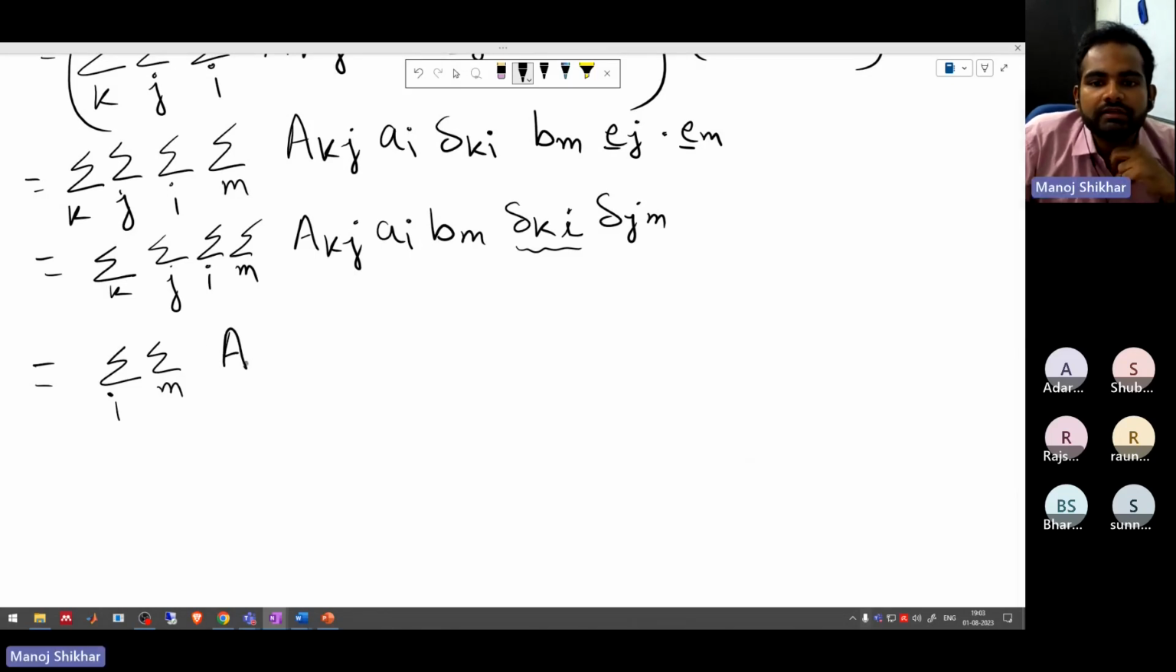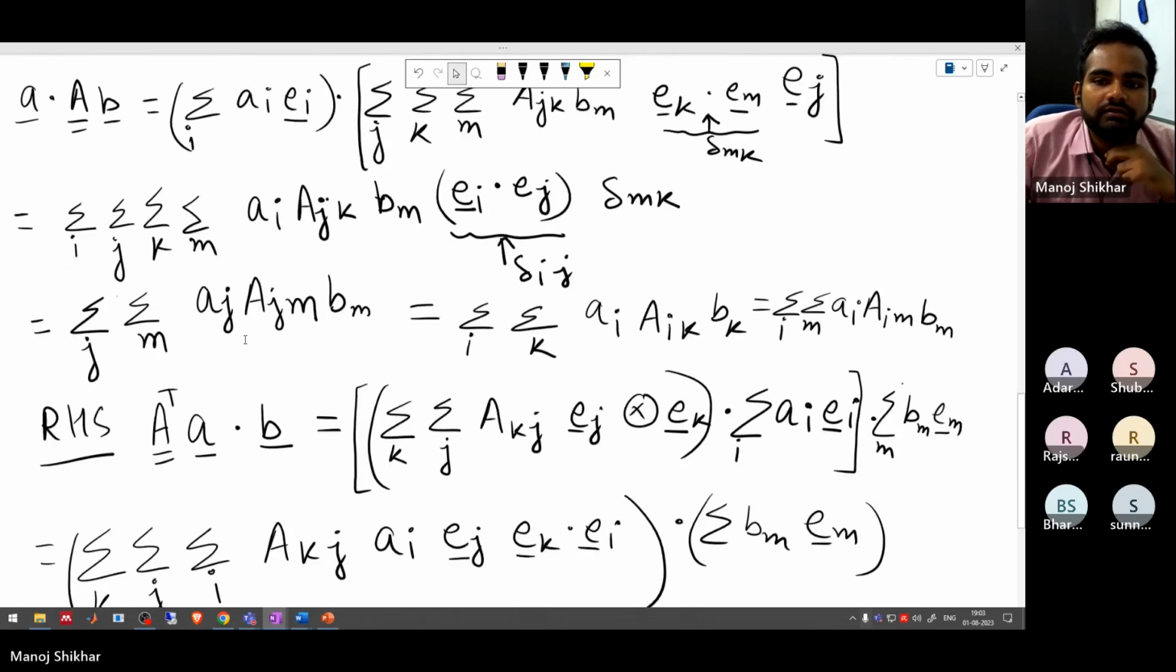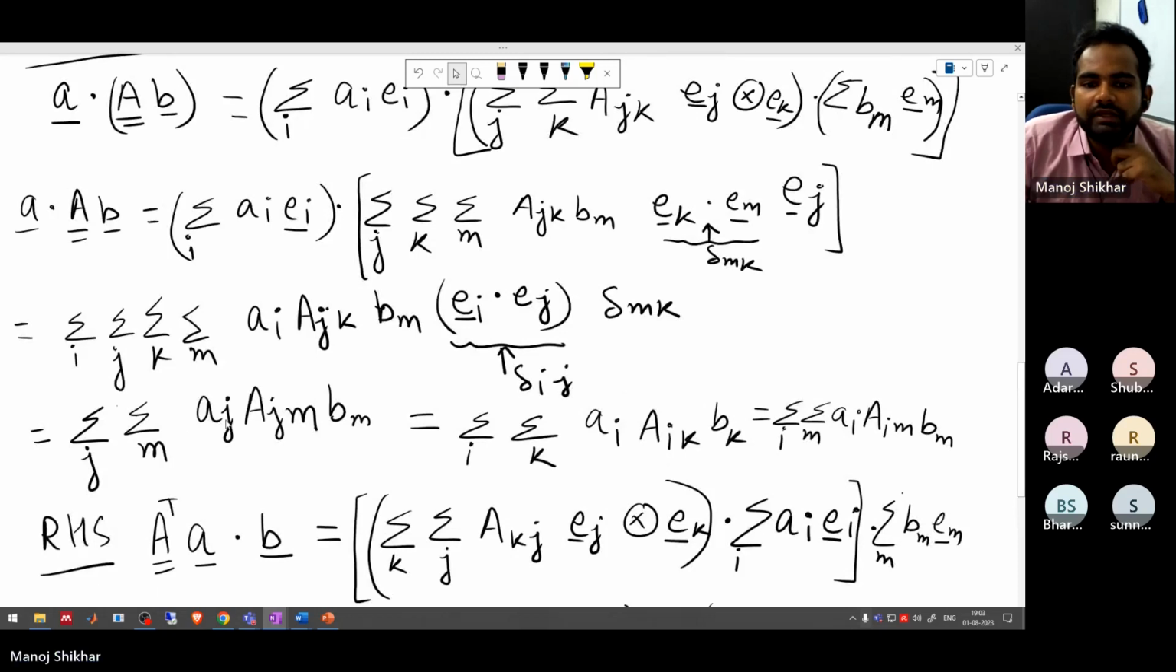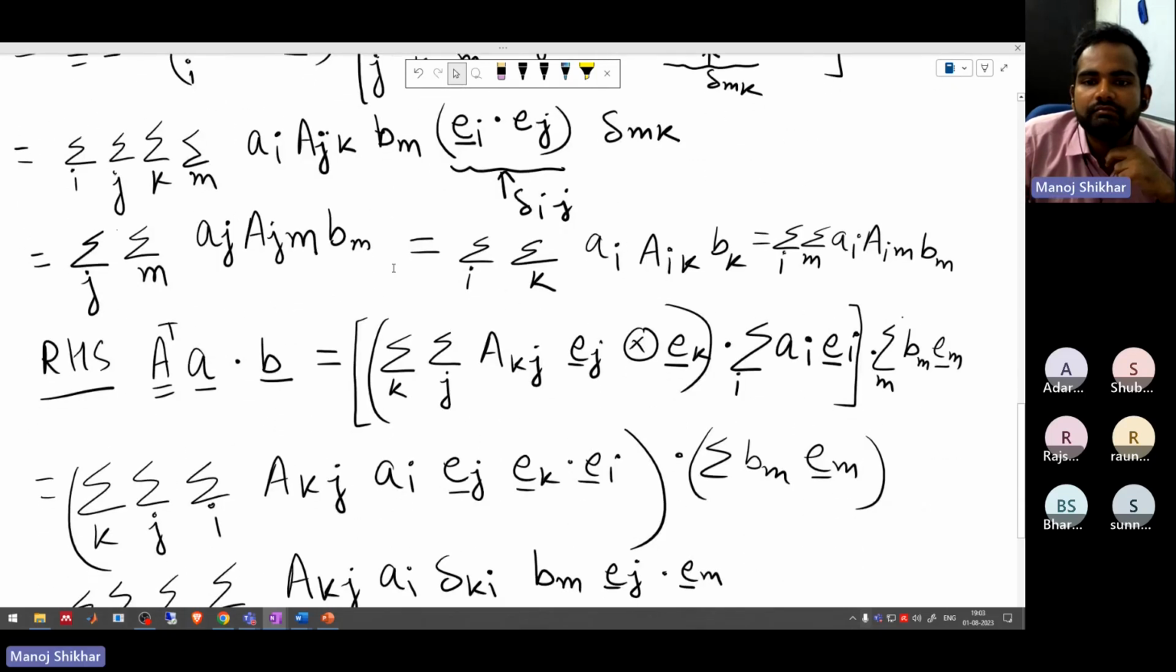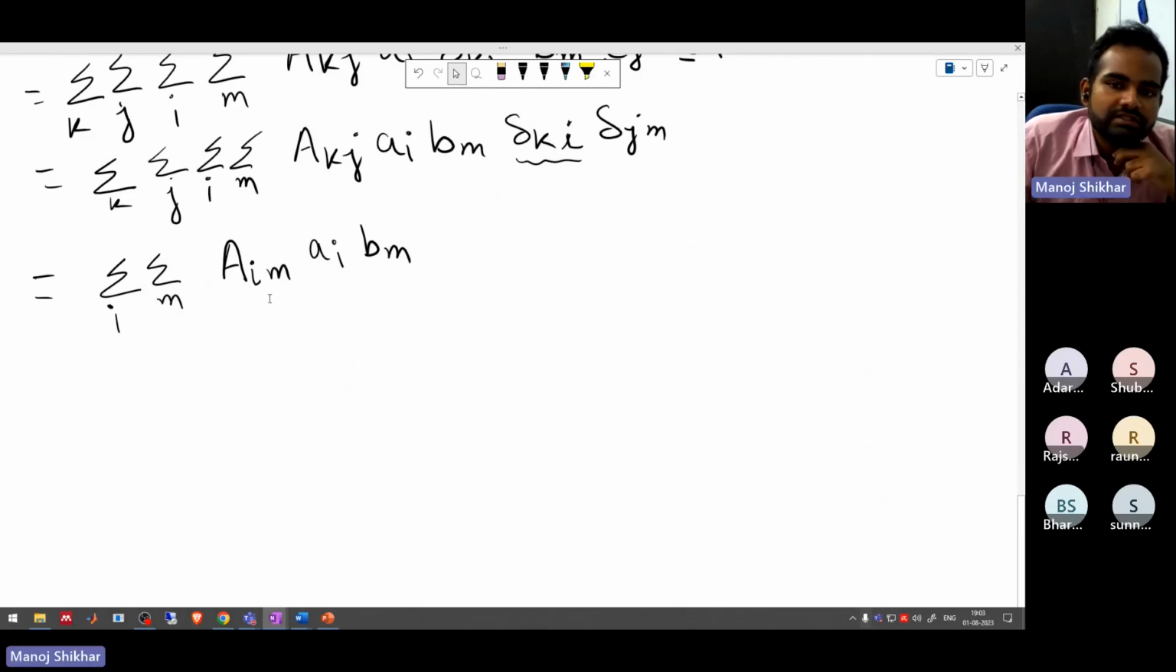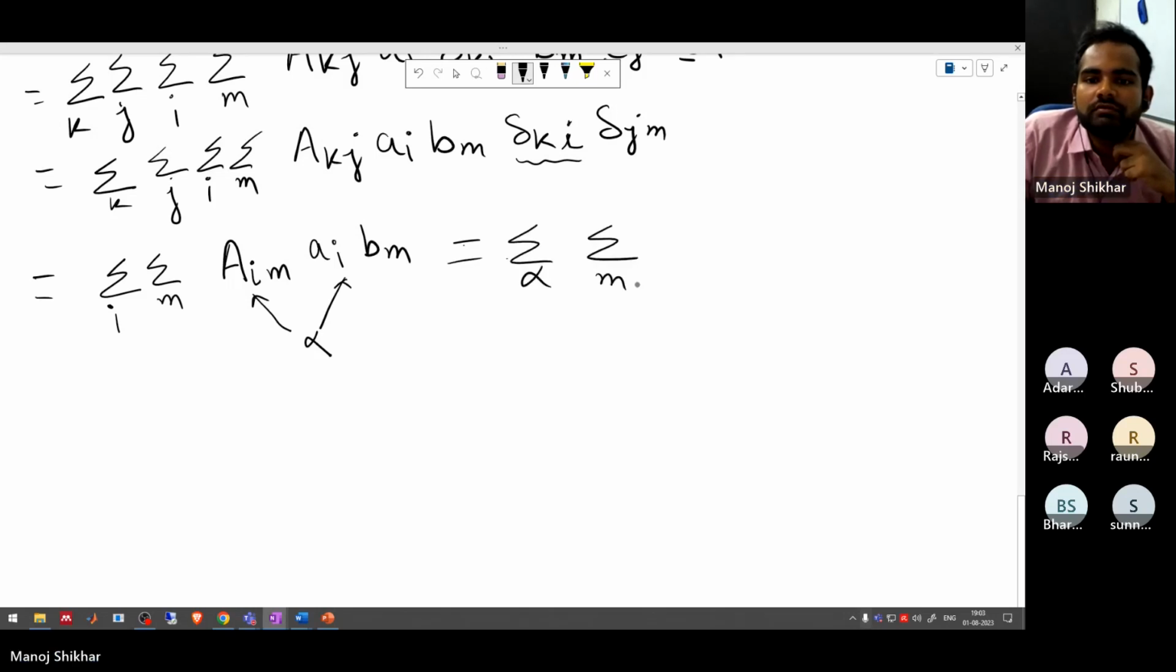So our expression will be A_IM, A_I, B_M. Here what we have is A_J, A_JM, B_M. Now, one of the good things about this dummy index is that we can write it as any other name. Like we can also write it as alpha. I can replace this expression like this also: A_alpha_M, A_alpha, B_M.